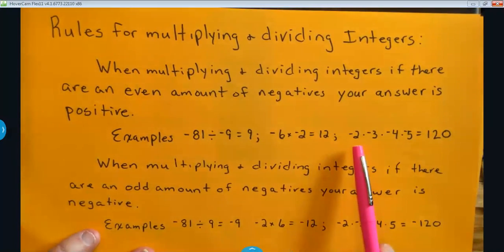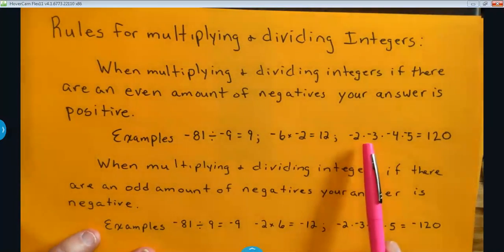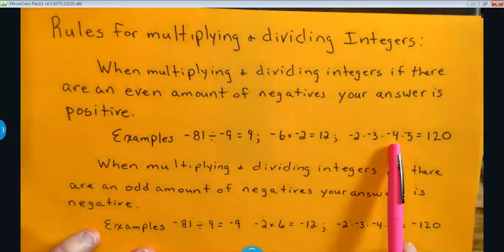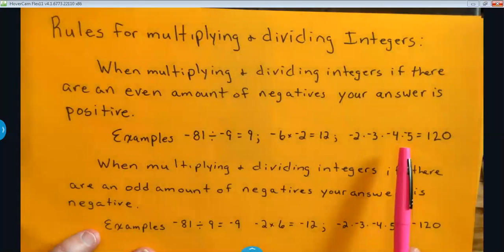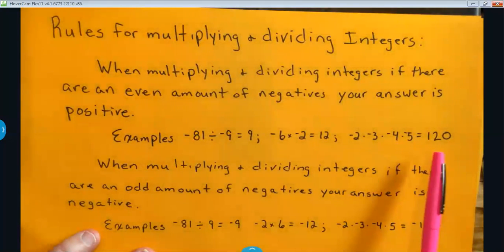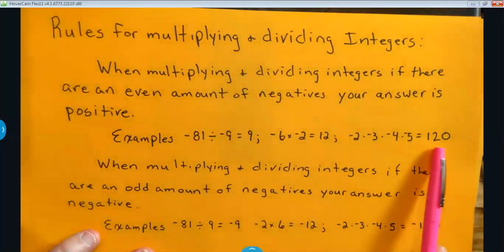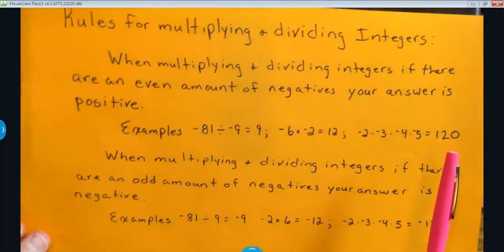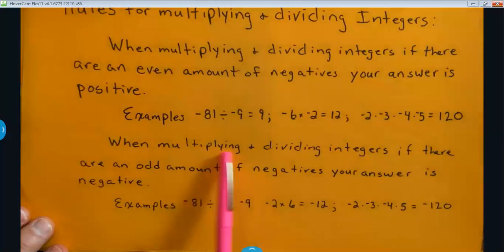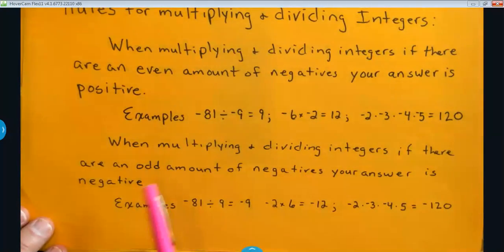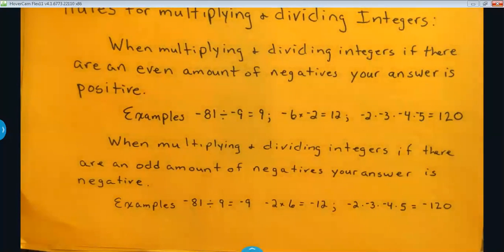And then this last example, negative 2 times negative 3 times negative 4 times negative 5. There are 4 negatives. 4 is an even number, so my answer is going to be positive when I do the multiplication. Okay? And then the second thing that goes with this, when multiplying and dividing integers, if there are an odd amount of negatives, your answer is going to be negative.